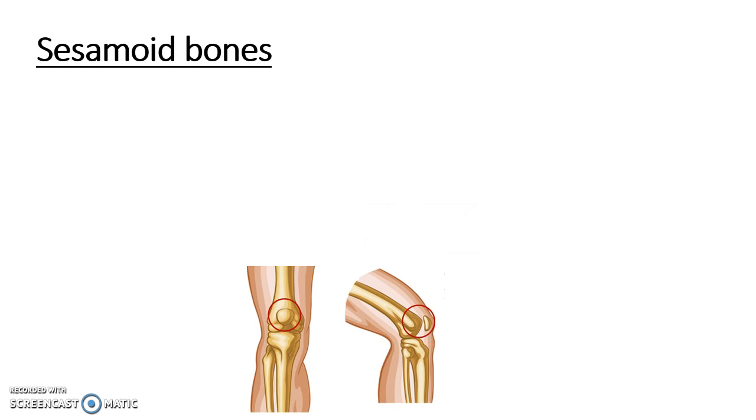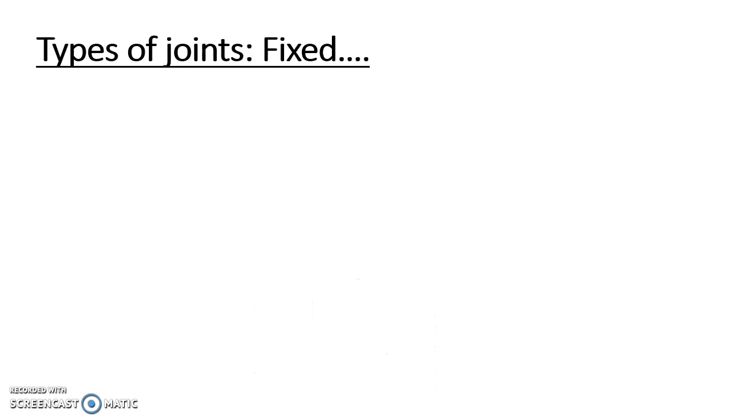And the sesamoid bones have a very specialised role. These are covered in articular cartilage and developed within tendons. These vary in size. An example of this would be the patella.